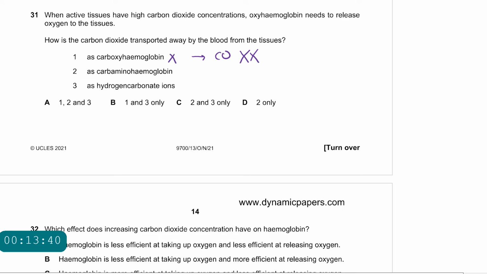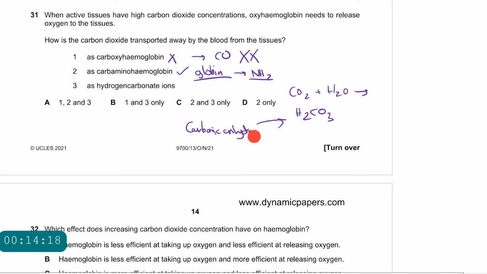2, as carbaminohemoglobin. This is correct. Carbaminohemoglobin happens when carbon dioxide binds with the globin of the hemoglobin in the terminal amine groups, forming carbaminohemoglobin. This is correct. Point number 3, as hydrogen carbonate ions. So, in the red blood cell, carbon dioxide combines with water to form carbonic acid. This reaction is facilitated by an enzyme called carbonic anhydrase enzyme.